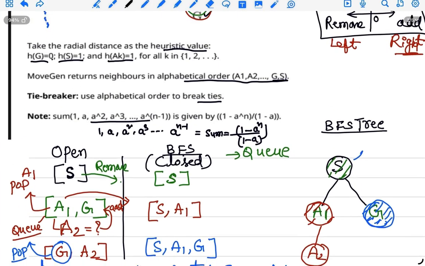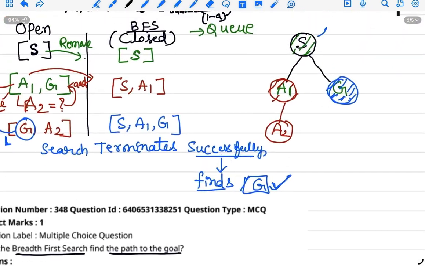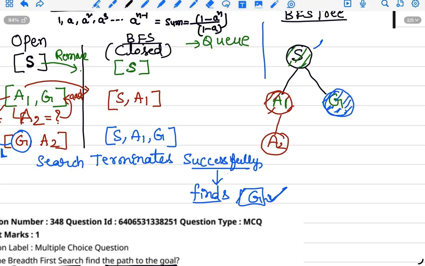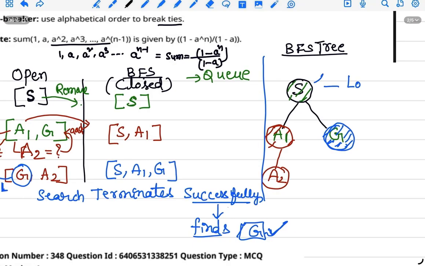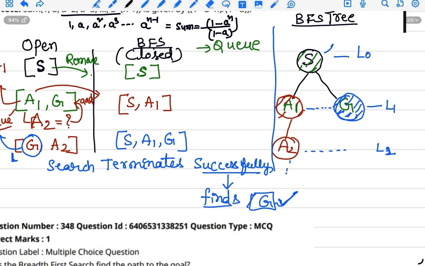So what is the question they are asking? Friends, from this graph, this is the BFS tree, starting from level 0. This is level 1. Level 1 nodes are A1 and G. Level 0 node is S, and level 2 node is A2. Like this, the tree is growing. So finally we reached the goal node.